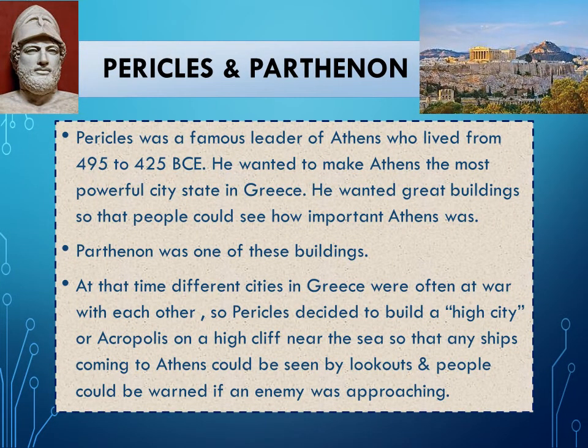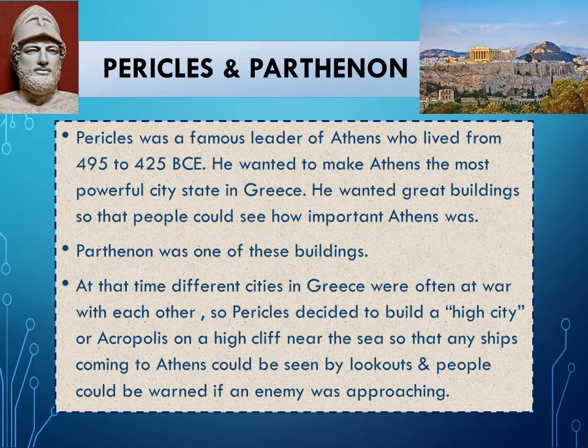Pericles and the Parthenon. Pericles was a famous leader of Athens who lived from 495 to 425 BCE, that is before the birth of Christ. You might be wondering, why are the numbers in a descending order? It should be in an ascending order. But let me tell you, before the birth of Christ, all those dates which we follow are in descending order, not ascending order. After the birth of Christ, from 0 to 2021, we are in ascending order.